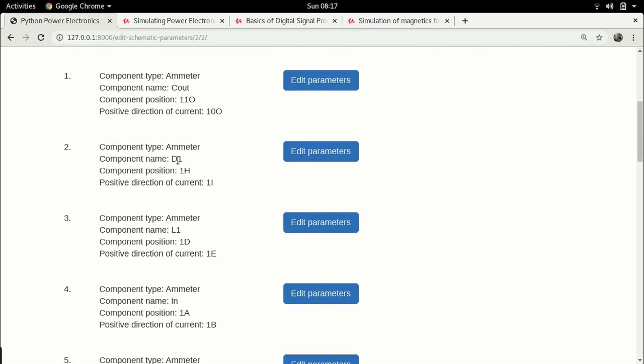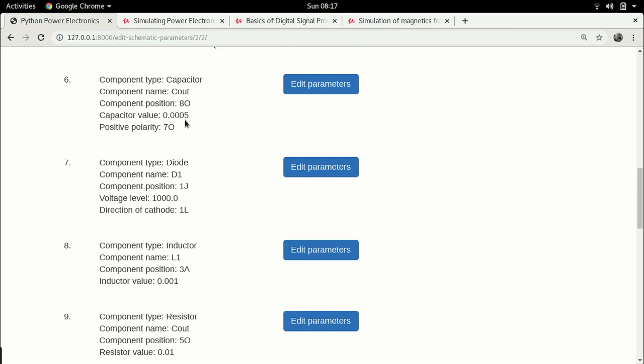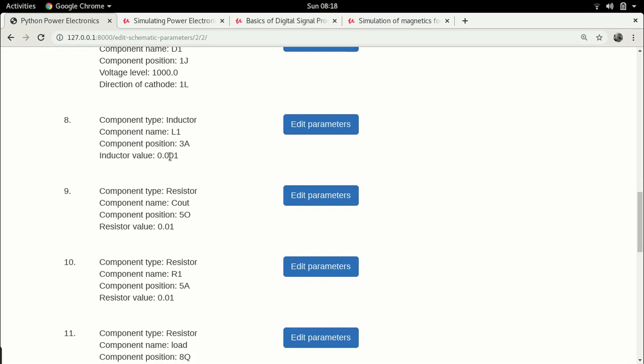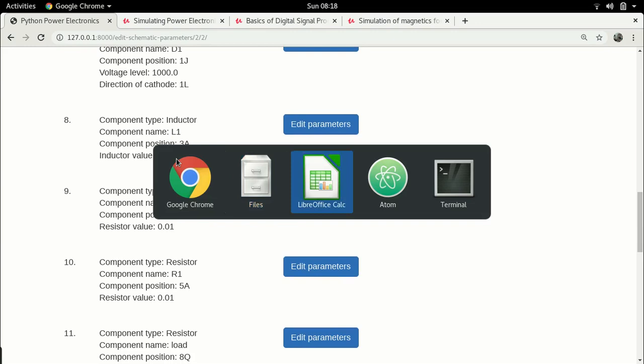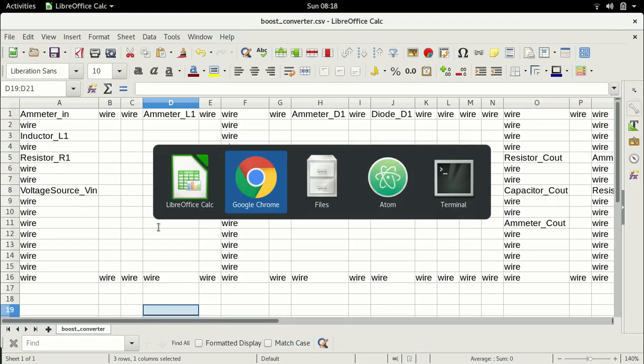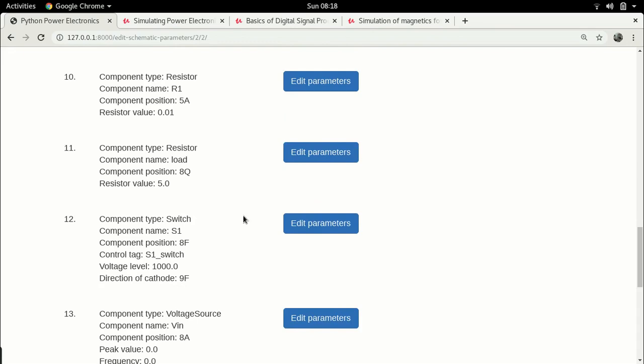So the ammeters don't really matter. The capacitor is a 500 microfarad capacitor, which is decent. We don't need to change it. The inductor is a 1 millihenry inductor. So this is inductor L1, right? The inductor is a 1 millihenry inductor, which is actually quite big. For a 12 volt system, this is a very large inductor. But anyway, this is just an example, doesn't really matter.